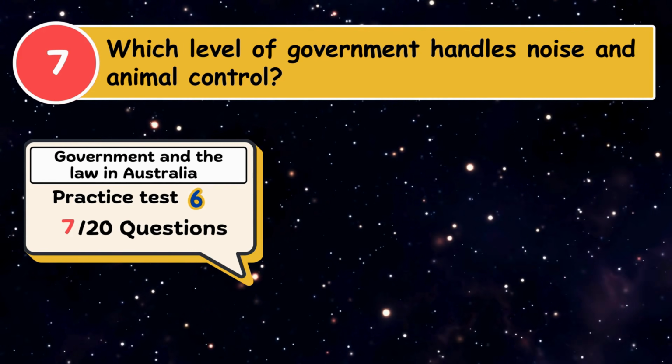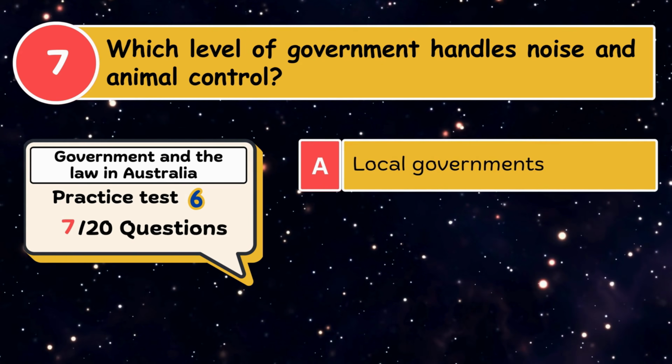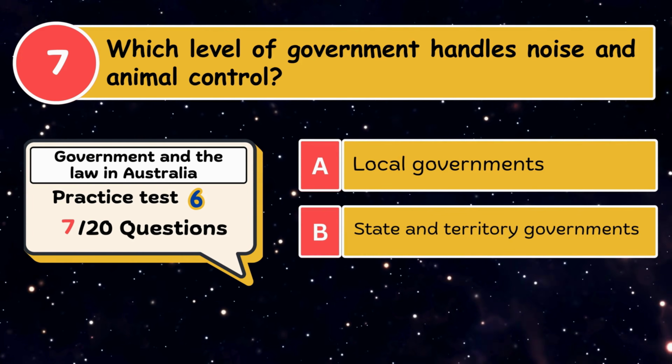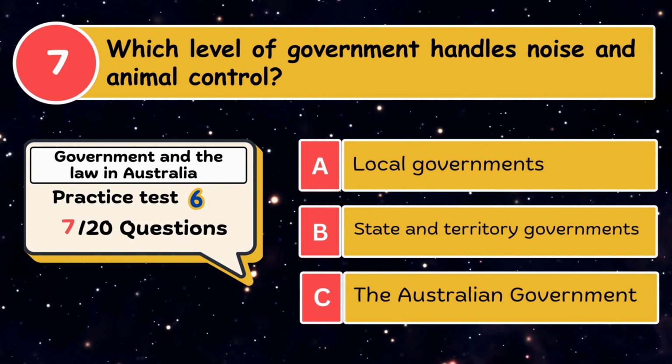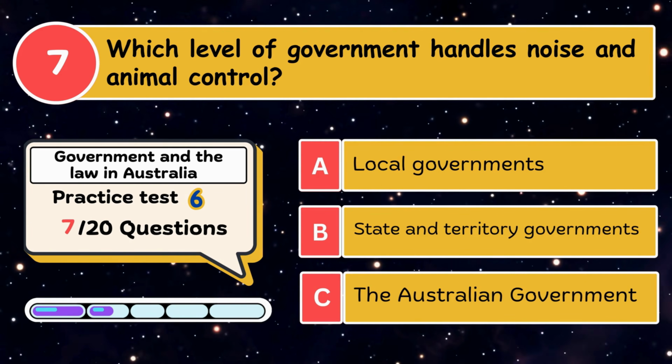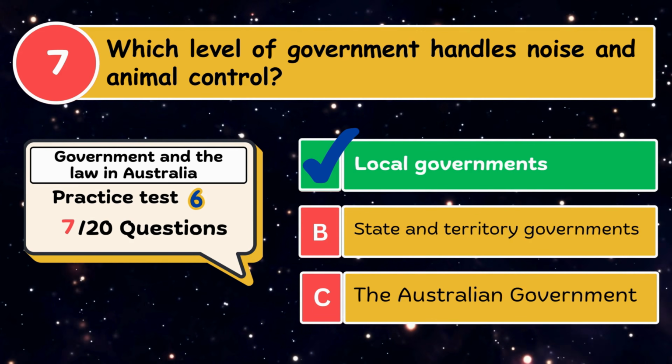Which level of government handles noise and animal control? A. Local governments. B. State and territory governments. C. The Australian government. The correct answer is local governments.